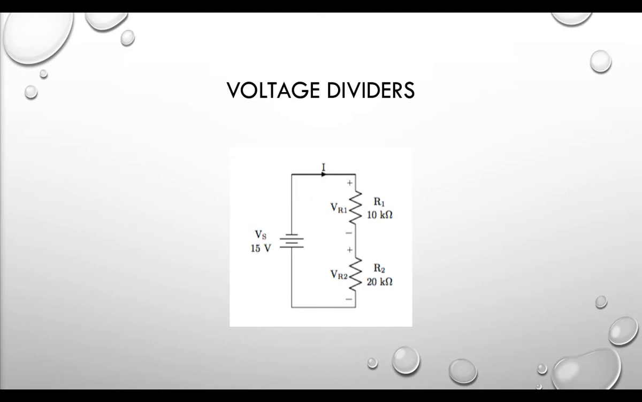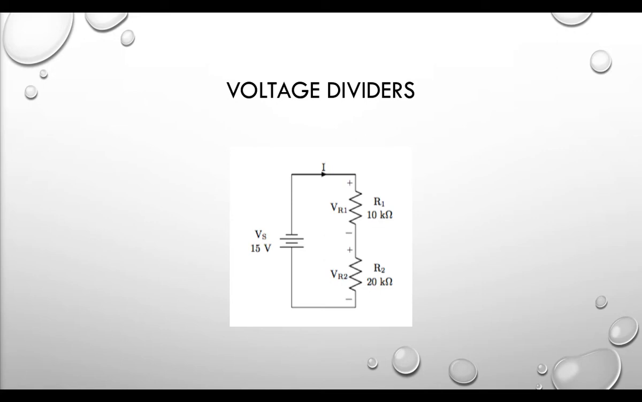The way to do this is to just use Ohm's law. First of all, note that R1 plus R2 are both in series, so the total resistance in the circuit is 30 kilo ohms, and that means we can apply Ohm's law, V equals IR, although we need I, so I equals V on R. V is 15 volts, R is 30 kilo ohms. So that means the current is half a milliamp. And if it's half a milliamp, the voltage drop across R1 is going to be 5 volts, and the voltage drop across R2 is going to be 10 volts.